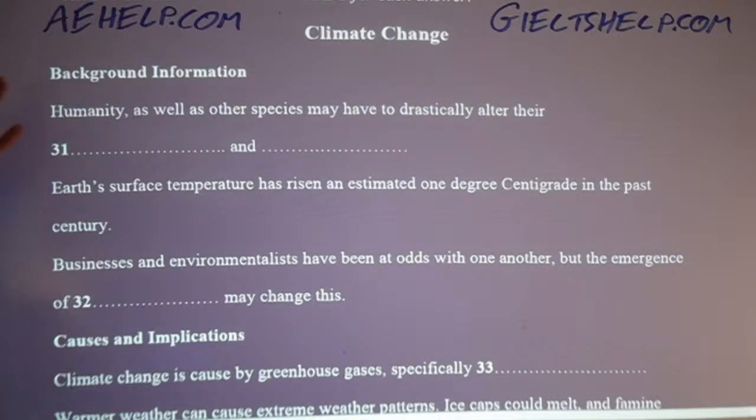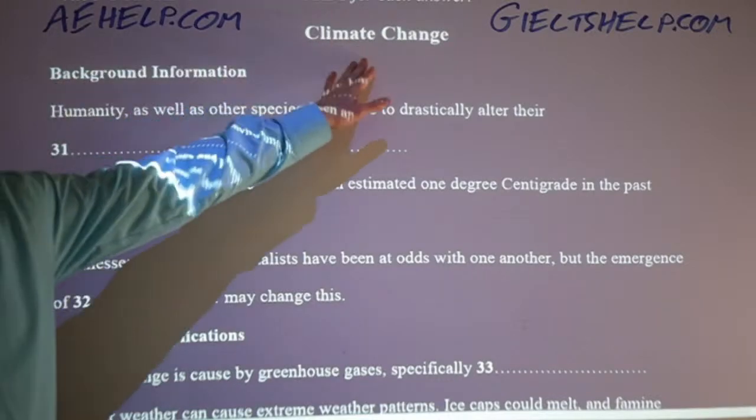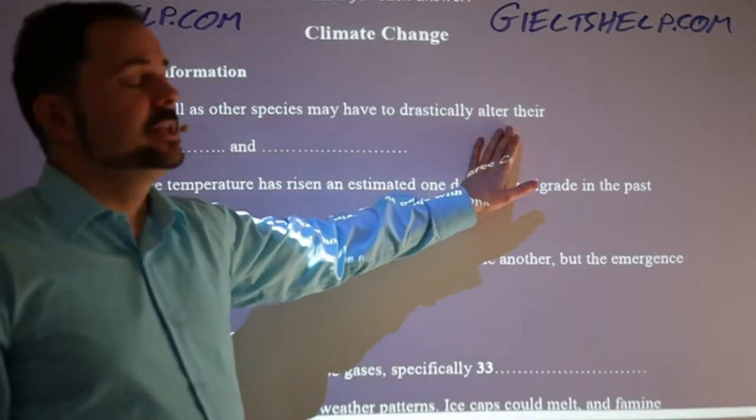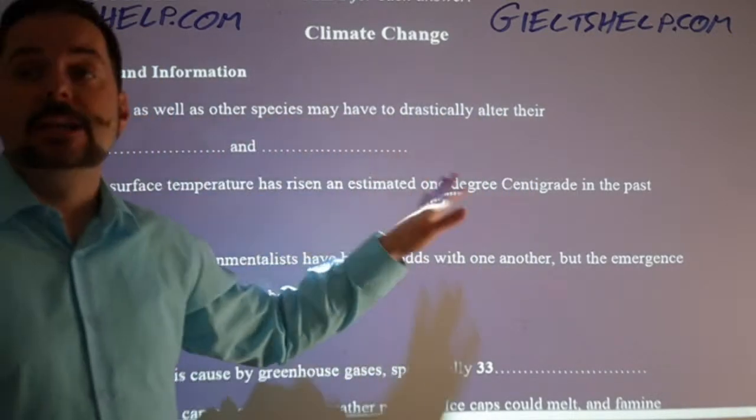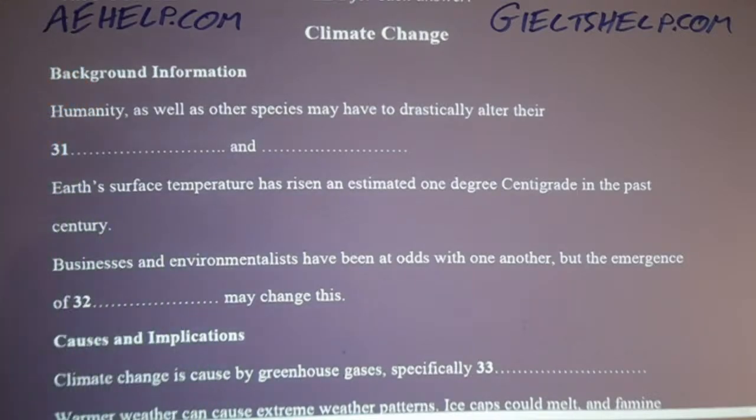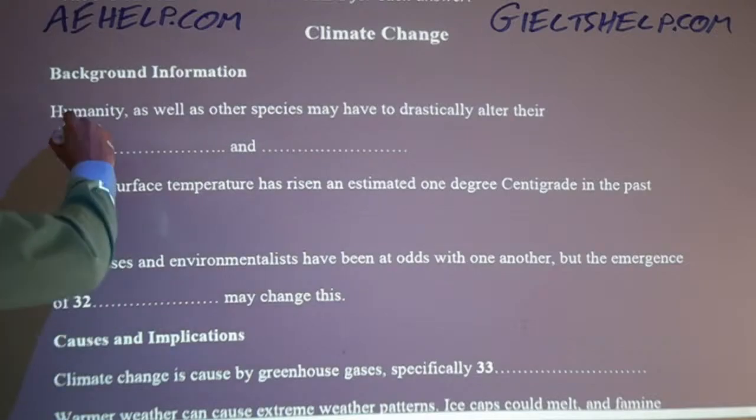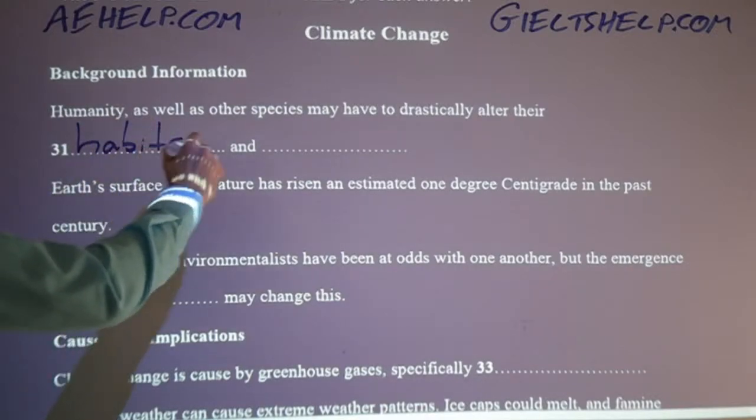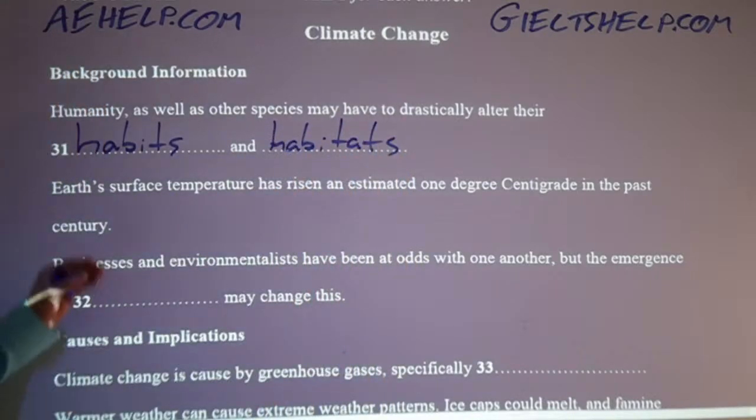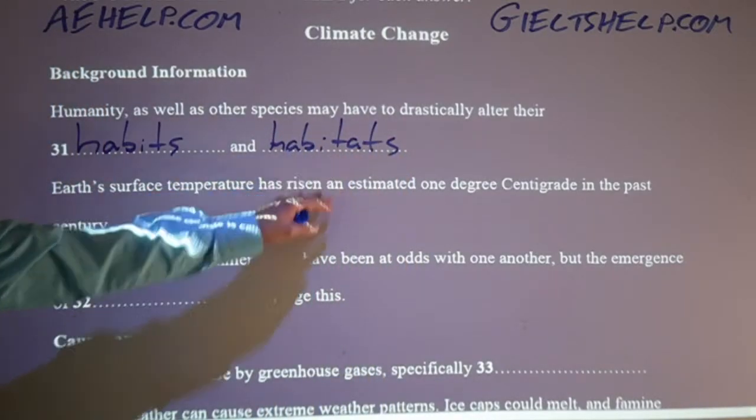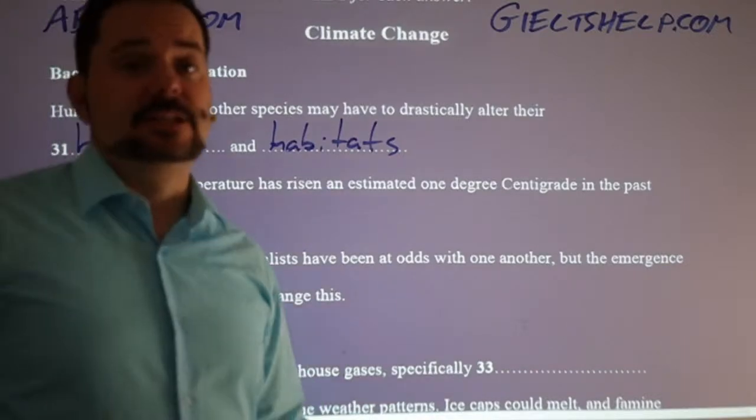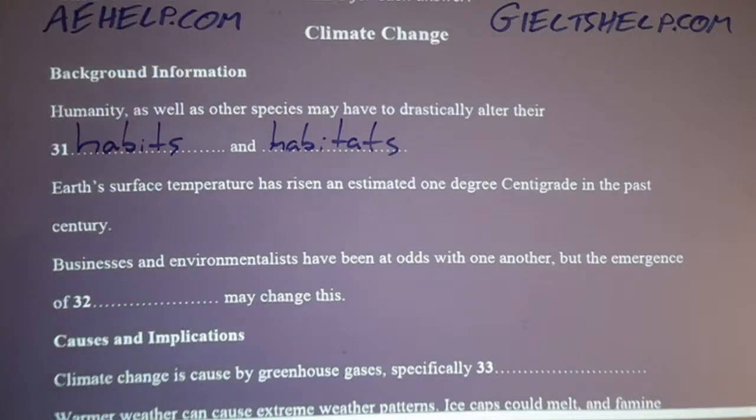Here we go. Background information. It's climate change. We're visualizing this. Humanity, as well as other species, may have to drastically alter their something and something. Okay. Bakra Blueberry says habits and habitats. Yeah, and they're common nouns, so you can keep it all small. Habits. Habitats, right? So habits are behaviors and habitats are places we live. Canada is becoming very, very popular these days for that reason, right?